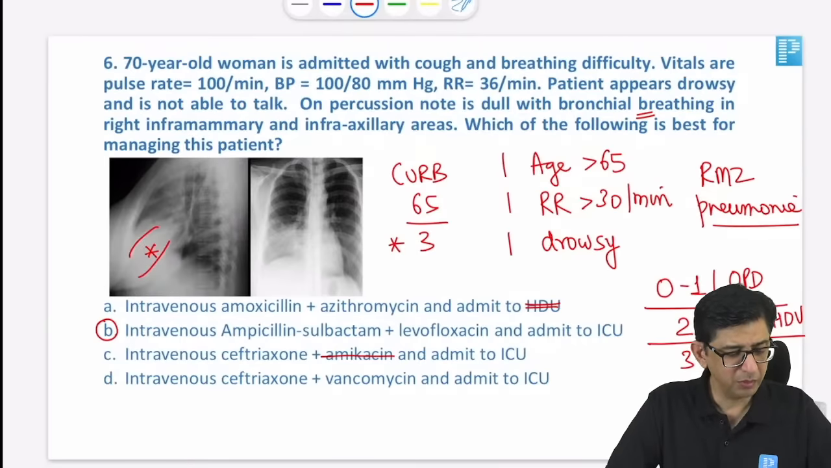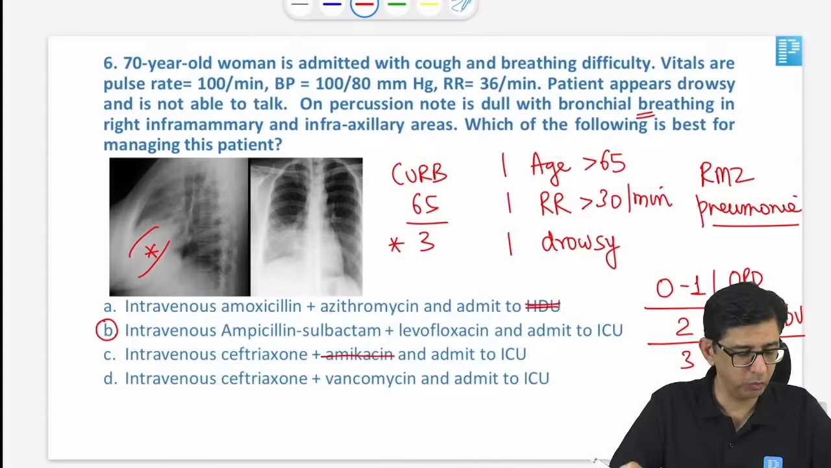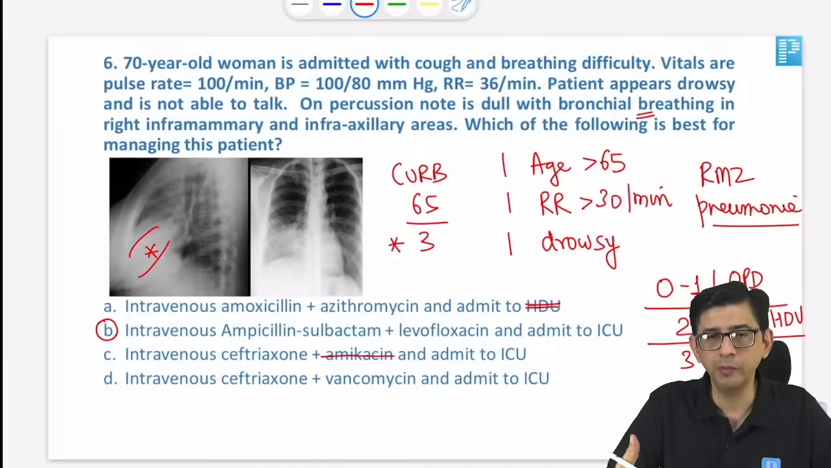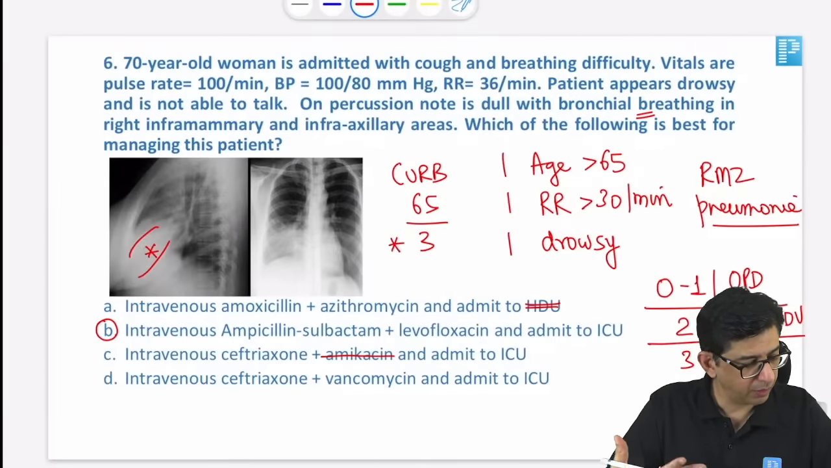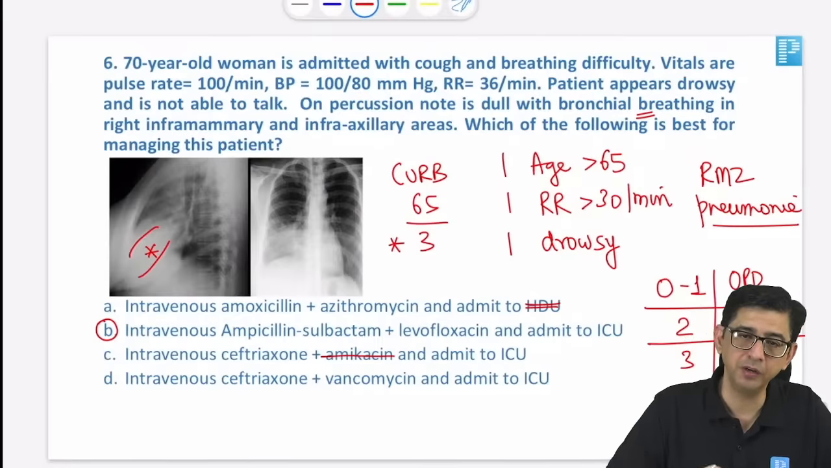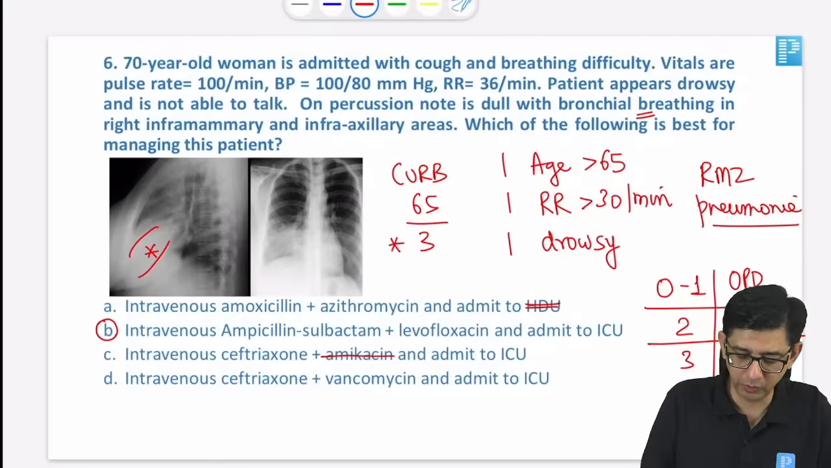MRSA, fidaxomicin, no, doctor, not MRSA. I think you are mixing it with pseudomembranous colitis. For pseudomembranous colitis, it is fidaxomicin. I think it was some mistyping that MRSA came in. So MRSA is vancomycin. And if it is VRSA, then we use linezolid in the patient.